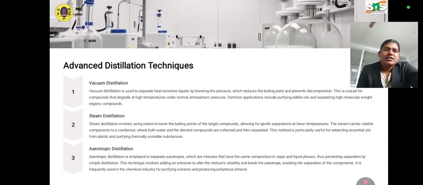Next, what are the advanced technical methods used for the distillation process? First of all, vacuum distillation. Vacuum distillation is used to separate heat sensitive liquids by lowering the pressure. Steam distillation involves the use of steam to lower the boiling points of the target components, allowing gentle separation at lower temperatures. Also azeotropic distillation is employed to separate azeotropes, which are mixtures with the same composition in the vapor and in the liquid phase.